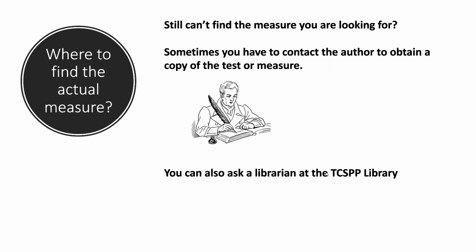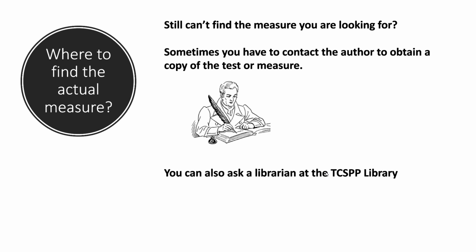If you still can't find the measure that you're looking for, sometimes the only way to get it is to contact the author. And this is actually very common. We find that a lot of people who are working on their dissertation and need a particular measure, sometimes that measure just isn't available anywhere. It hasn't been published in an article. It's not available in PsycTests. It's not available in a compilation volume. You'll just have to contact the author.